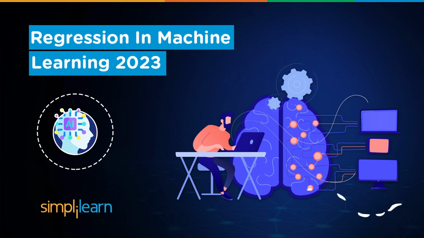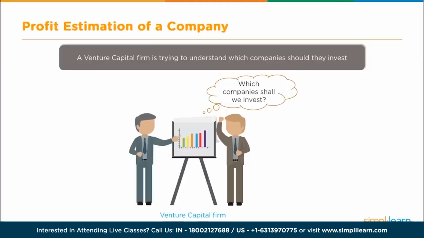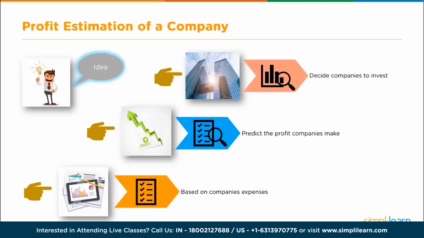Let's look at an example of a common use for linear regression: profit estimation of a company. If I was going to invest in a company, I would like to know how much money I could expect to make. So we'll take a look at a venture capitalist firm and try to understand which companies they should invest in. So we'll take the idea that we need to decide the companies to invest in.